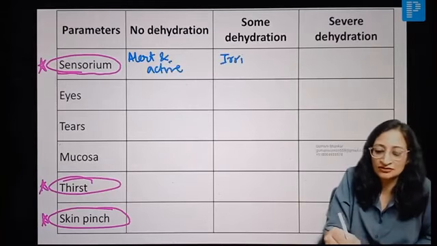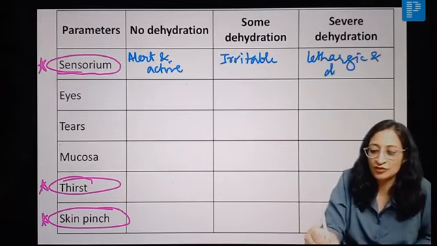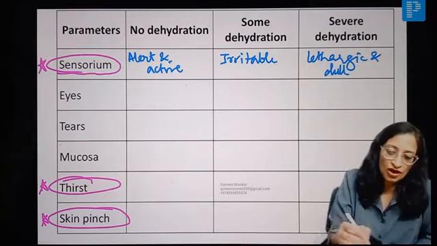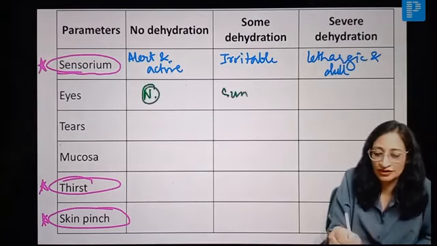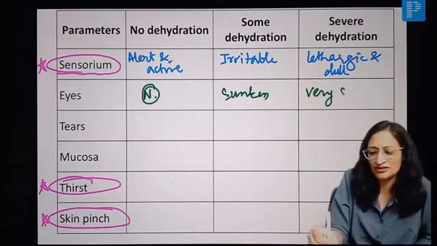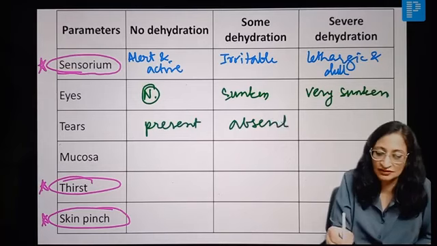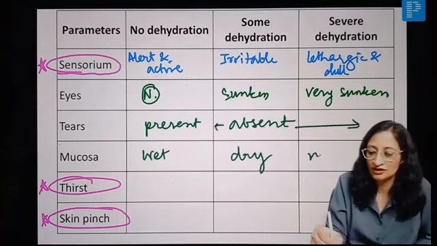If the child is irritable, it is some dehydration, and in severe dehydration the child is lethargic, dull and floppy. Okay, what about eyes? The eyes would be normal in no dehydration, sunken in some dehydration, and very sunken in severe dehydration. Again, it is very subjective. Tears are present in no dehydration, absent in some and severe dehydration. Mucosa is normal, wet in no dehydration, dry in some, and very dry in severe dehydration.